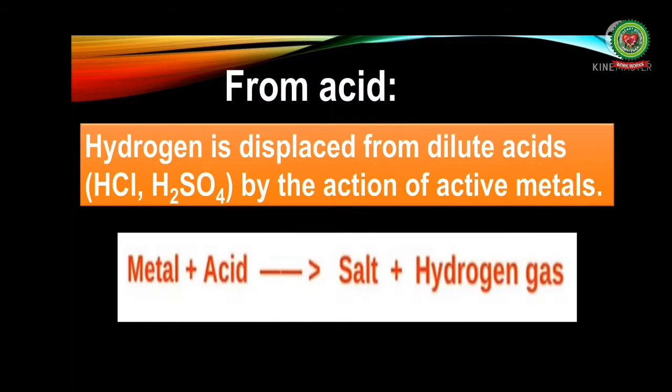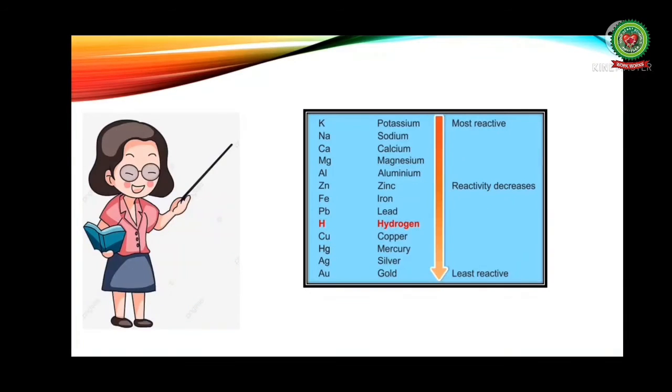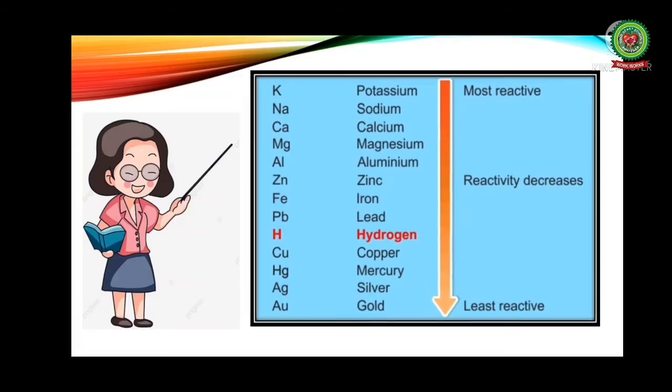Hydrogen is displaced from dilute acids like hydrochloric acid, sulfuric acid by the action of active metals. Metal reacts with acid to produce salt and hydrogen gas. The nature of the reaction depends upon the activity series.